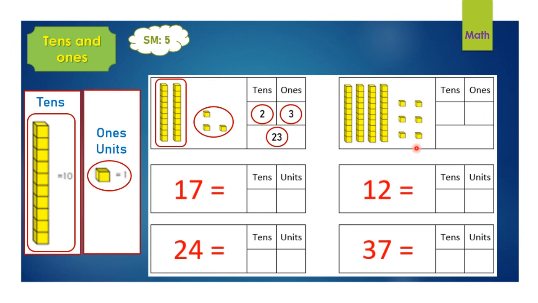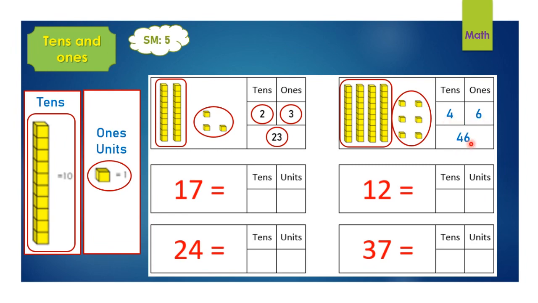Now let's do this one together. Can you count with me how many small units here? 1, 2, 3, 4, 5, 6. So how many ones do we have? 6. Now, how many tens do we have here? Can you count with me? 1, 2, 3, 4. So here we have 4 tens. 4 tens equal 40, and 6 ones equal only 6. So I read the number as 46.